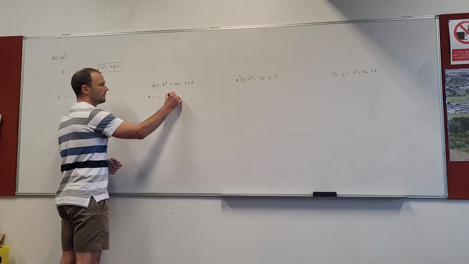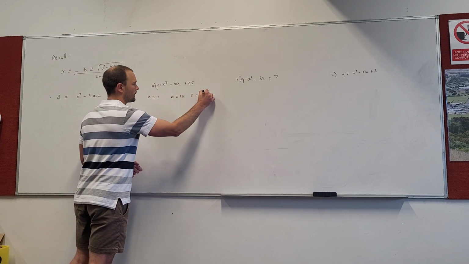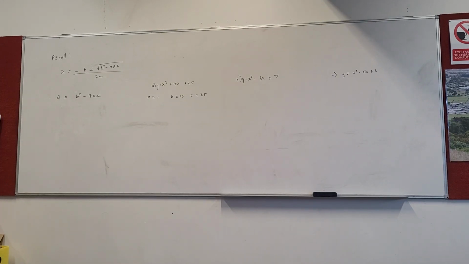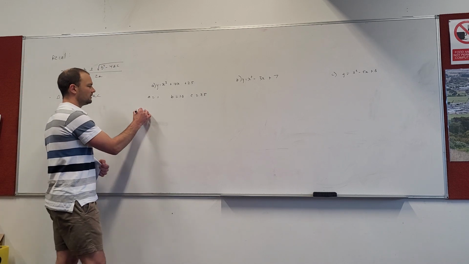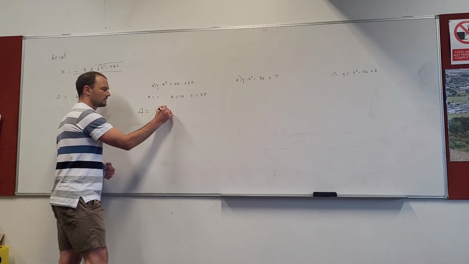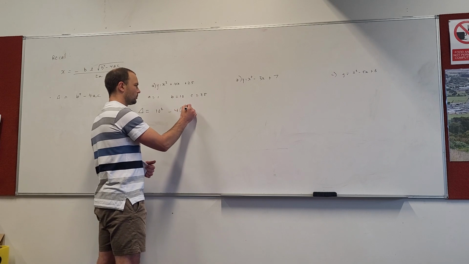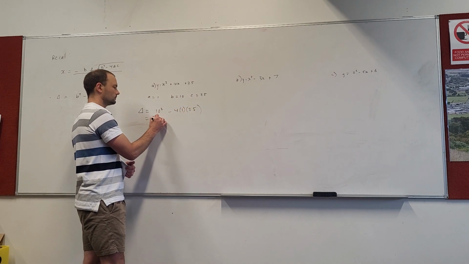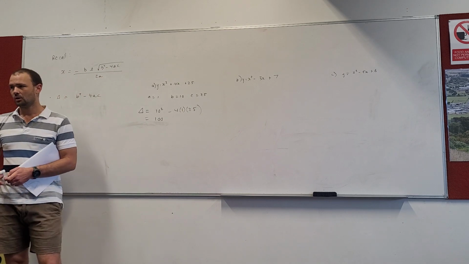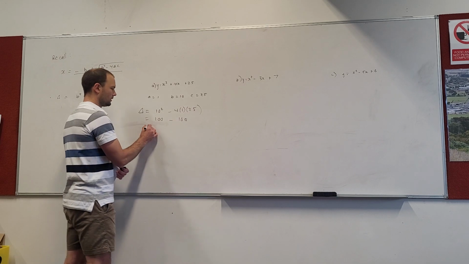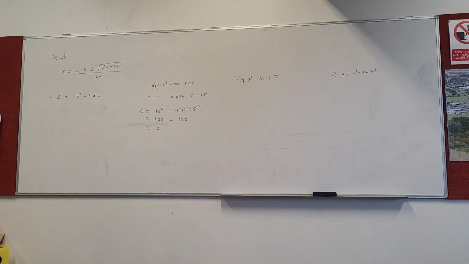I've got a is 1, b is 10, and c is 25. Okay, that's what's going on with this quadratic. a is 1, b is 10, c is 25. So then if I'm going to calculate the discriminant, it's going to be b squared, so 10 squared, take away 4 times 1 times 25. 10 squared is 100, and 4 times 25 is 100, so the discriminant is 0. Okay, in this circumstance, the discriminant equals 0.